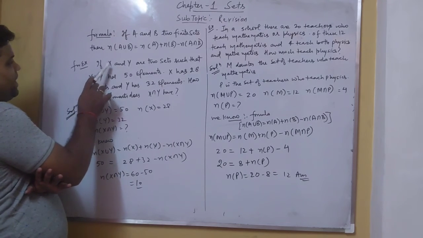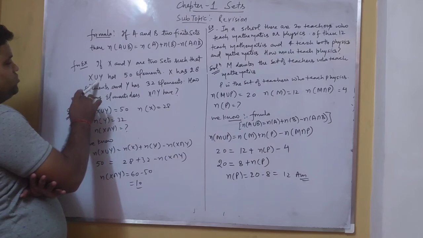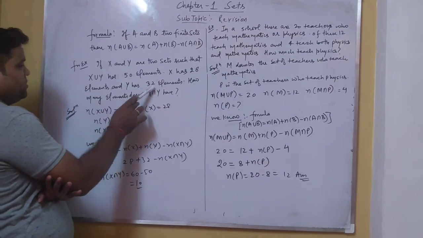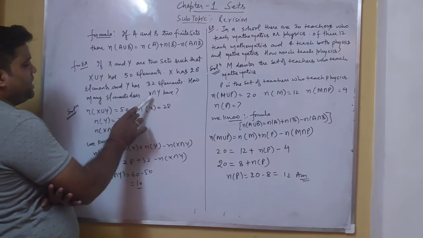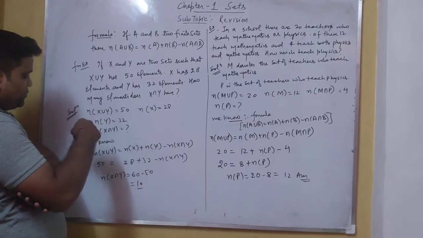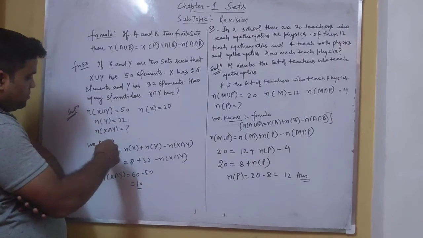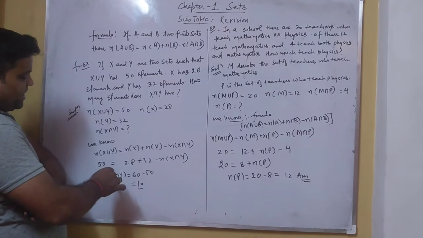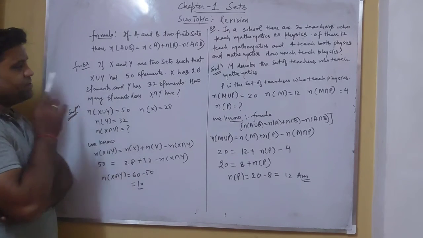For example, if X and Y are two sets such that X union Y has 50 elements, X has 28 elements and Y has 32 elements, how many elements does X intersection Y have? So we write all the information and apply the formula, this relation. So we get the number of elements in X intersection Y is 10.